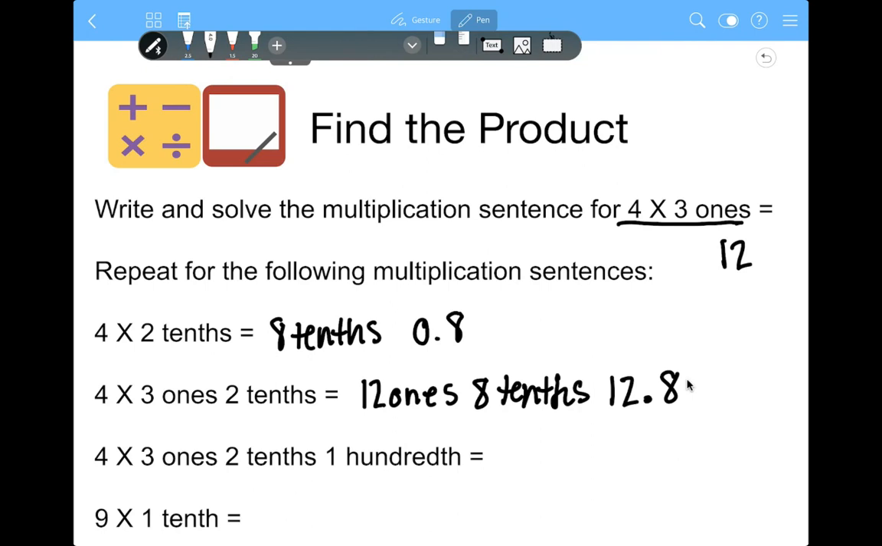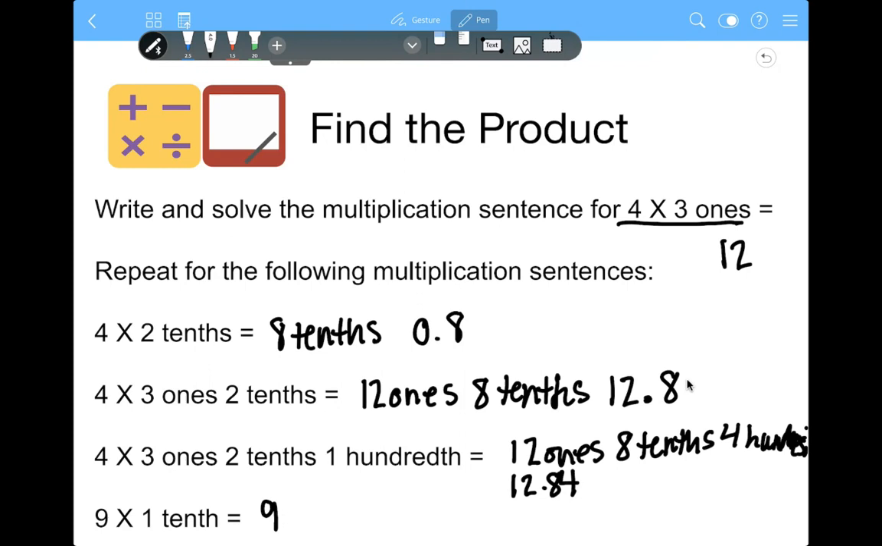4 times 3 ones, 2 tenths, 1 hundredth. So 4 times 3 ones is going to be 12 ones, and 4 times 2 tenths is going to be 8 tenths, and 4 times 1 hundredth is going to be 4 hundredths. Running out of room here. And if I write that as a decimal, I'm going to write it 12 and 84 hundredths. And then the last one, 9 times 1 tenth is just going to be 9 tenths, or if I wrote that as a decimal, it would be 0.9.